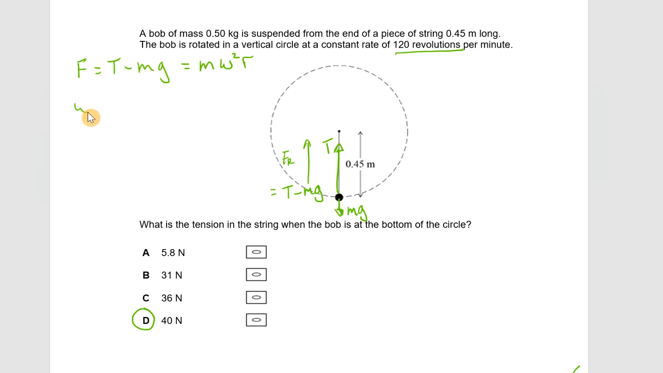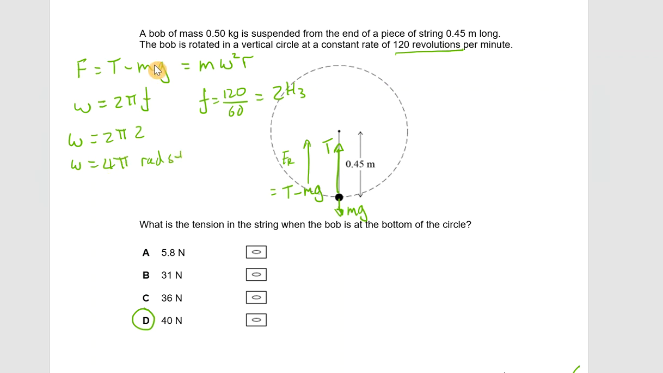So I know that angular velocity is equal to 2 pi multiplied by the frequency. So what is the frequency in this case? Well, it's 120 revolutions per minute. I need to know how many per second. So the frequency is going to be 120 over 60 seconds. It's going to be 2 hertz. So the angular velocity is going to be equal to 2 pi multiplied by 2. The angular velocity is 4 pi radians per second.